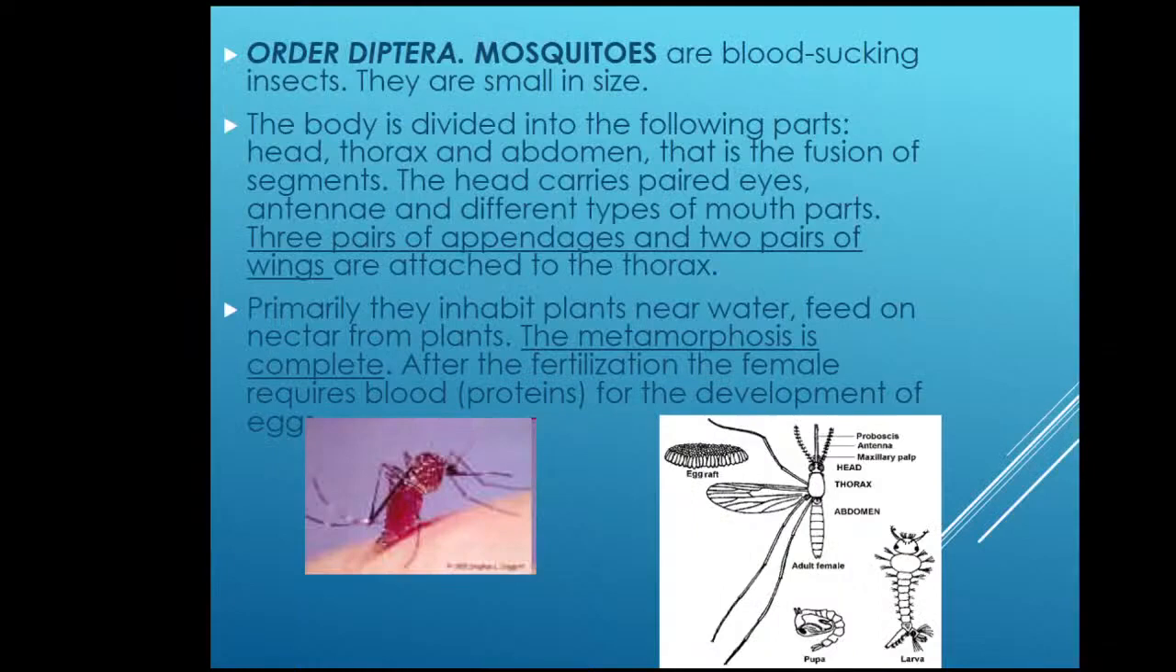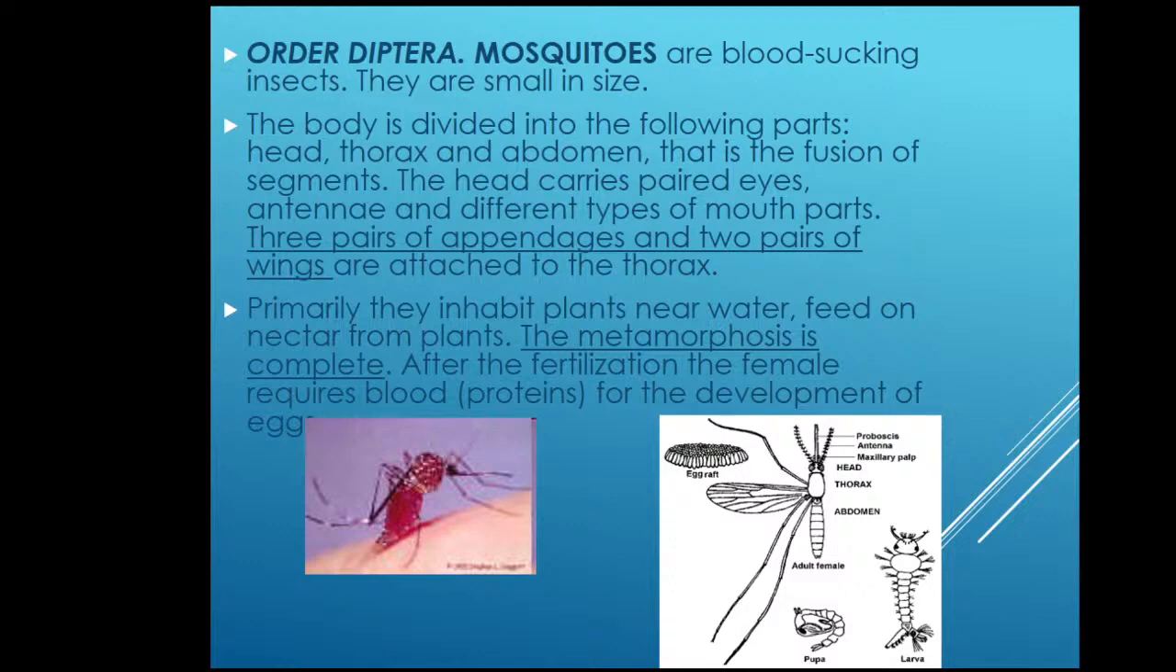The first order which we study in class Insecta is order Diptera. It includes the family Culicidae, which includes mosquitoes. Mosquitoes are blood-sucking Insecta. They have small size. The body of mosquitoes divides into head, thorax, and abdomen, and the fusion of segments is characteristic.